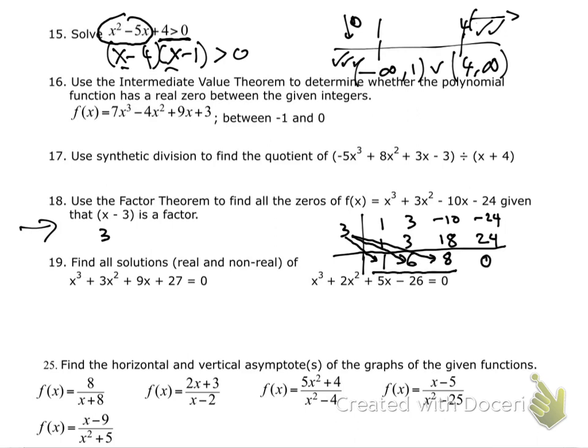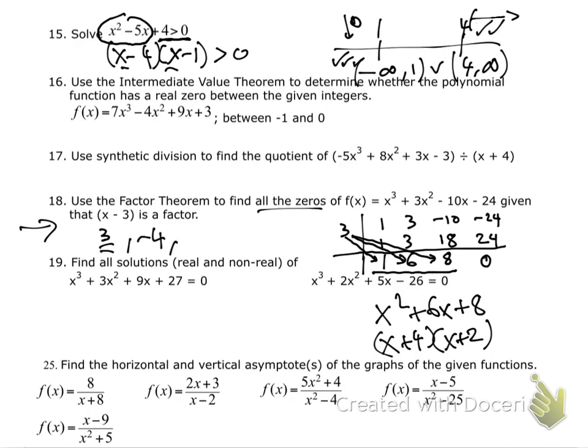So what's left is 1, 6, and 8, which is 1x squared plus 6x plus 8, okay? Now, if I factor that, that will give me the other two solutions, okay? So can you see 3 works? What does it want? All the zeros. So negative 4 also will work, and negative 2, because those will be the zeros, okay?